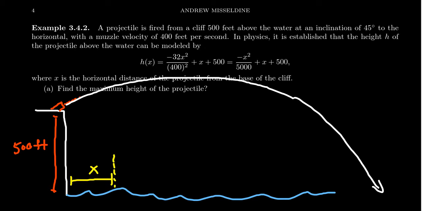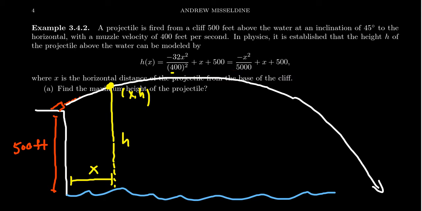Then we can measure how far above the water we are at any given moment. Let's call that distance h. And therefore, a typical point on our parabola would look like (x, h) right here. If h represents the height of the projectile above the water, then by some standard laws of physics, you get the following equation: h equals negative x squared over 5,000 plus x plus 500.